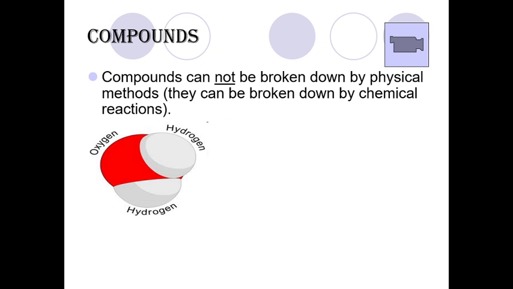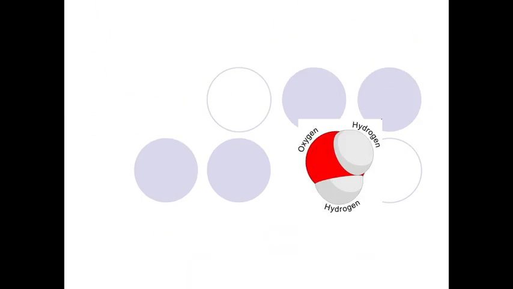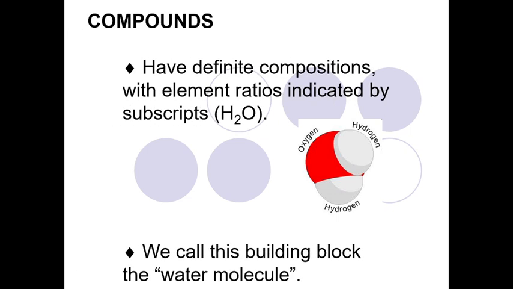Good. Compounds cannot be broken down by physical methods. I can't just say, I see water, okay, let me physically take the hydrogen away from the oxygen. I can't do that. If anybody can separate compounds physically, please let us know. You'll be rich one day if you can do that. Compounds have definite compositions, with the element ratios indicated by the subscripts.